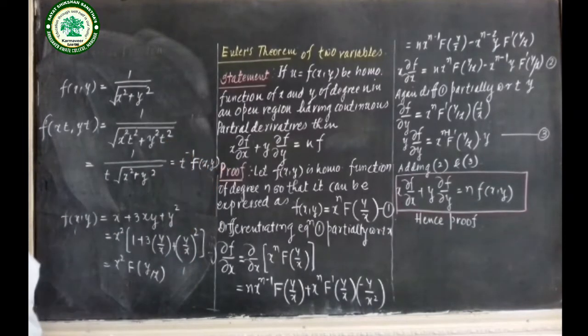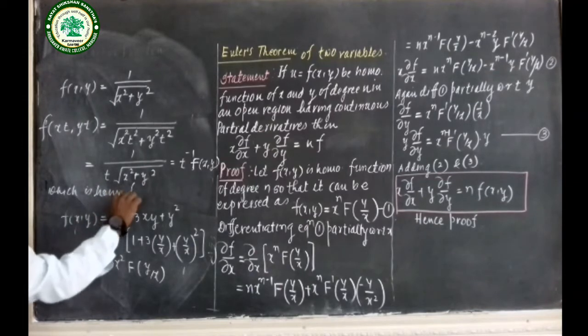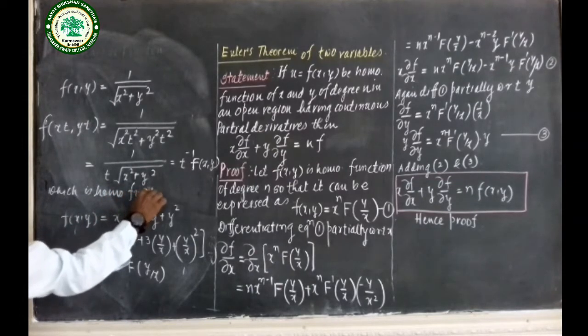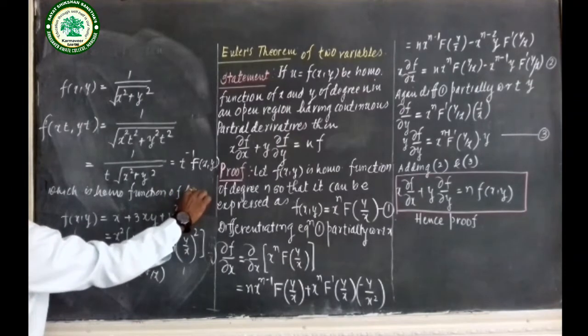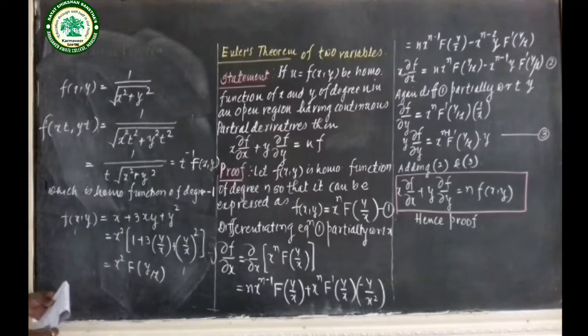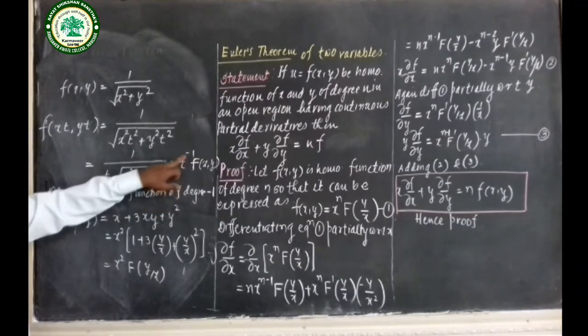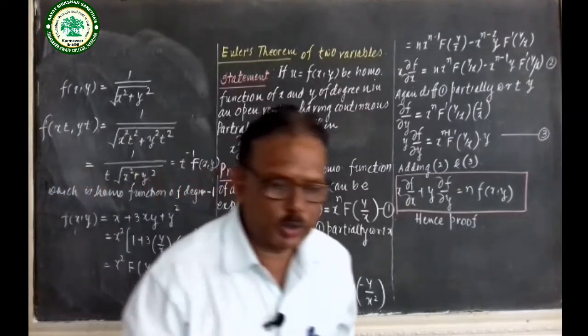It is f(x,y), which is a homogeneous function of degree minus 1. Homogeneous function of degree minus 1. It is the final degree you can take. You can find it out easily. This is another form to find the degree of a homogeneous function.